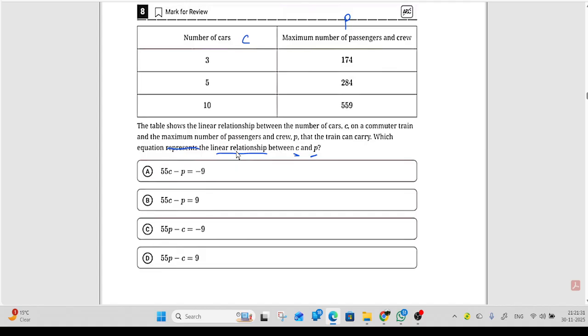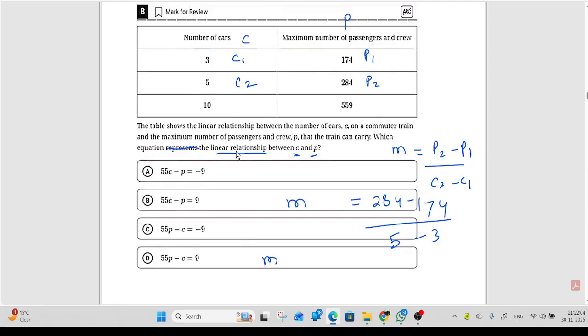So we can take any 2 points to find the slope. Like if this is my C1 and this is my P1, this is C2 and this is P2. So I can use the slope formula, y2 minus y1, so p2 minus p1 over c2 minus c1, right? If I do that, I'll be getting my slope, which is 110 over 2. If I divide it, I get 55. So 55 is my slope.